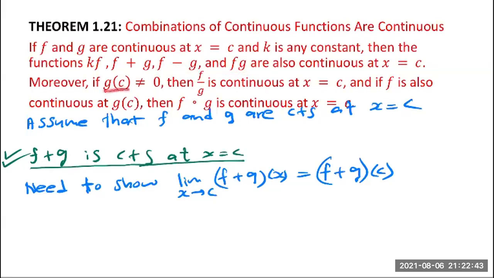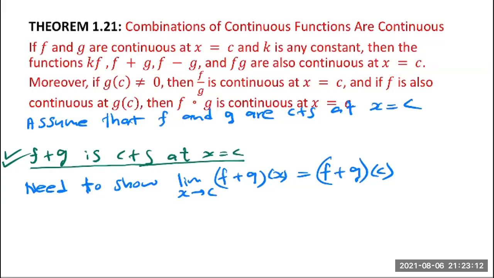Moreover, if g of x is not equal to 0, then f over g is also continuous at x equals c. And if f is also continuous at g of c, then f composition g is continuous at x equals c. Okay, this is c, by the way.